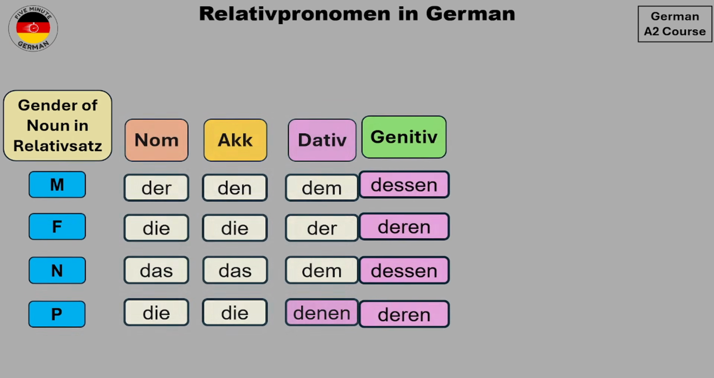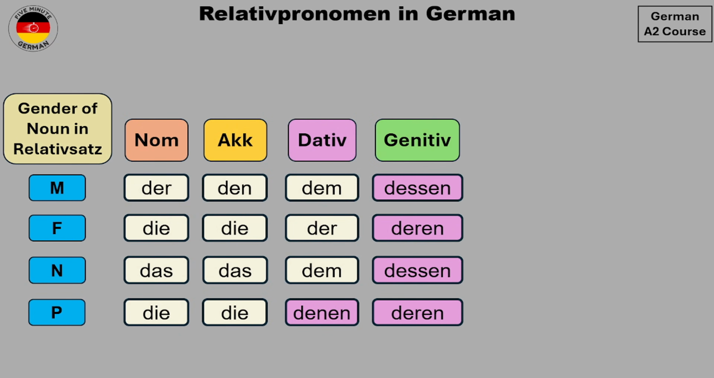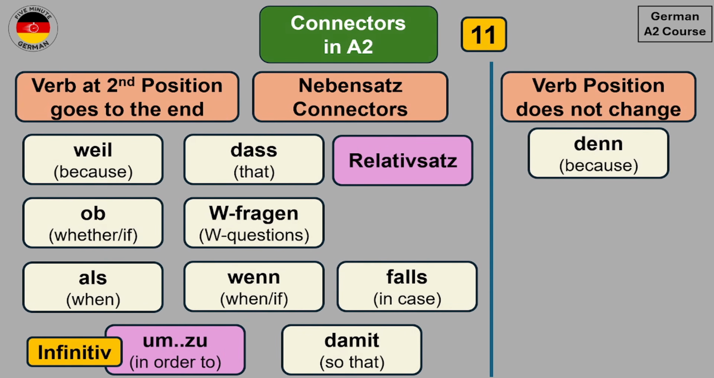So these are the different relative pronouns that we have in German, and you see that only the relative pronouns in genitive and the relative pronoun for plural in dative is different. The rest are the same as the definite articles that we have in nominative, accusative and dative. And as we saw in different examples, whenever we use a Relativsatz, the verb at second position goes to the end. That's why I added it to the table over here so that you have an idea of which connectors shift the verb at second position to the last position.